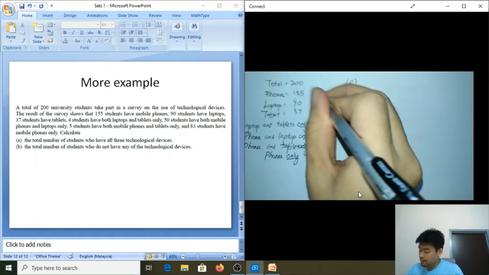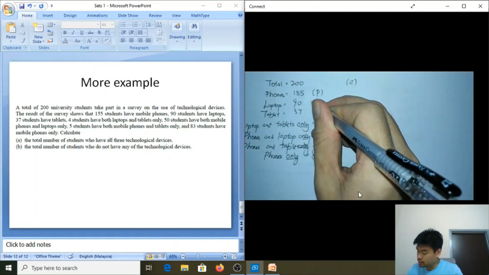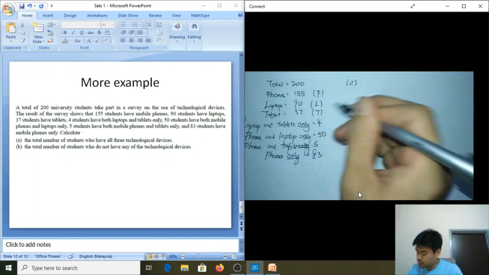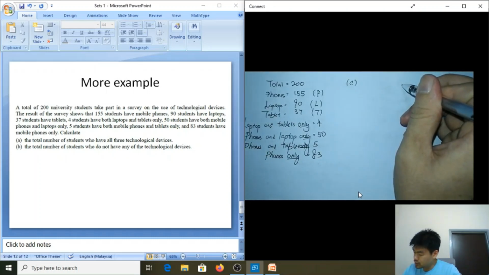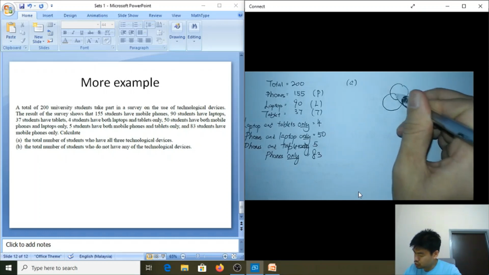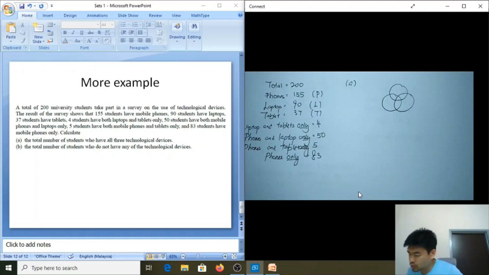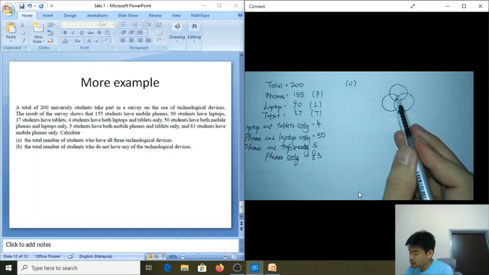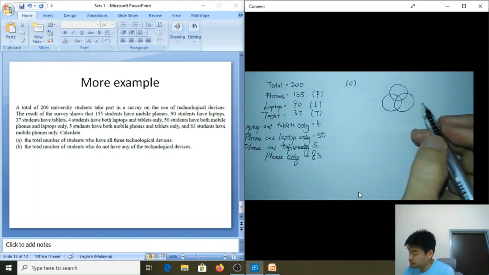So let's say I make the set P as the students who own phones, set L for the students who own laptops, and set T as the set for the students who own tablets. And all of the three sets are going to intersect with each other, right? Now when you are drawing a Venn diagram, it is important that you start filling in the numbers from inside to outside, from inside to outside. So we fill in the innermost information first, which is here, right?